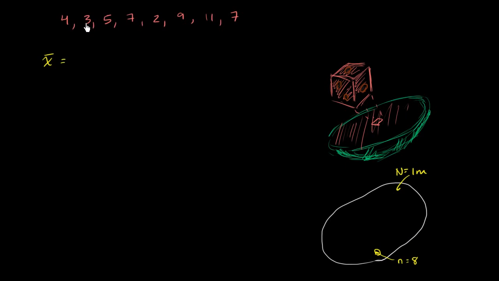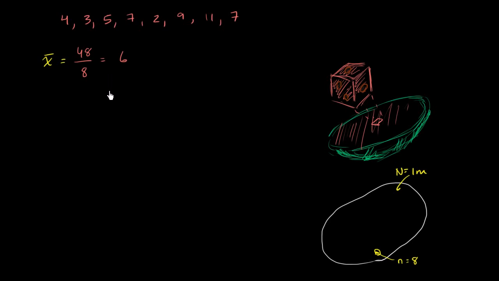Let's see. So 4 plus 3 is 7. 7 plus 5 is 12. 12 plus 7 is 19. 19 plus 2 is 21. Plus 9 is 30. Plus 11 is 41. Plus 7 is 48. So I'm going to get 48 over 8 data points. So this worked out quite well. 48 divided by 8 is equal to 6. So our sample mean is 6. It's our estimate of what the population mean might be.